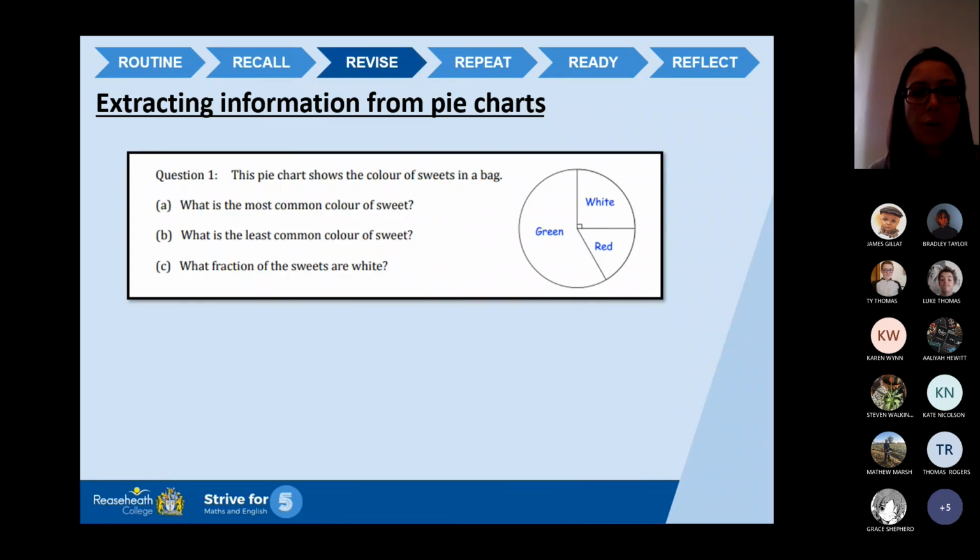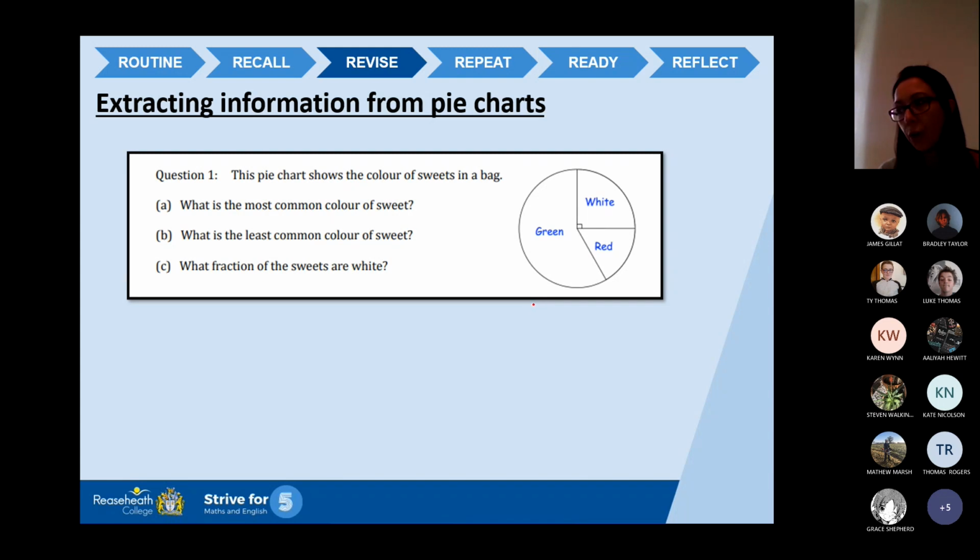Here, the pie chart shows colours of sweets in a bag. What is the most common colour? You don't necessarily need to put that into the chat because it's fairly obvious. Green is clearly more common because that's the bigger portion. The least common colour of sweets is red. Now, what fraction of the sweets are white? It's got a little angle there. Can anyone tell me what fraction of the sweets are white?